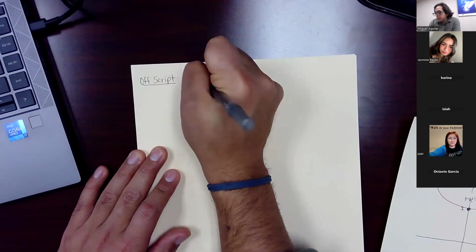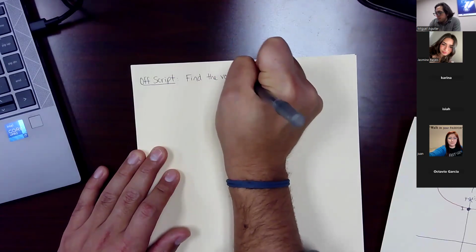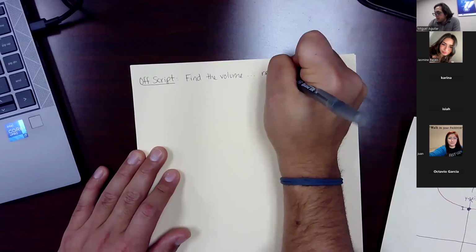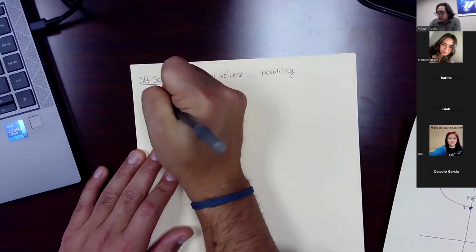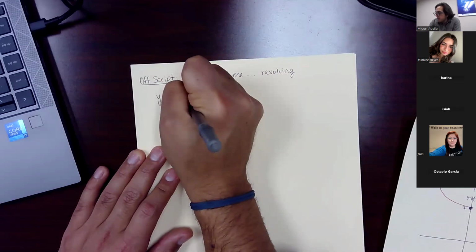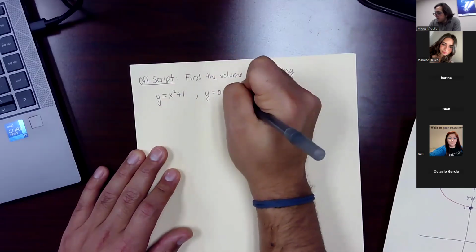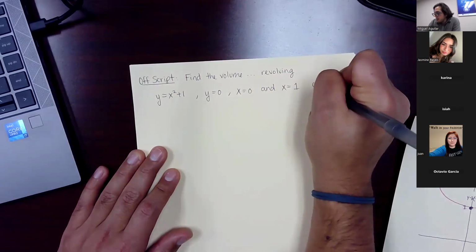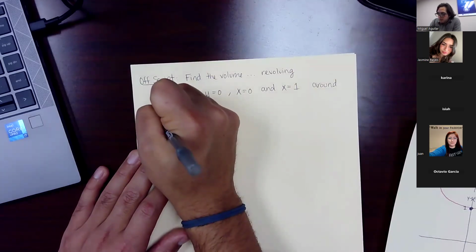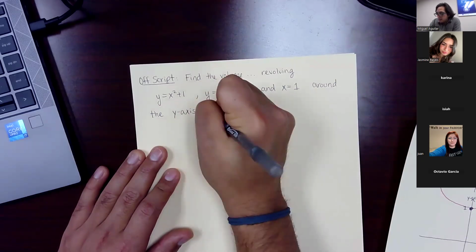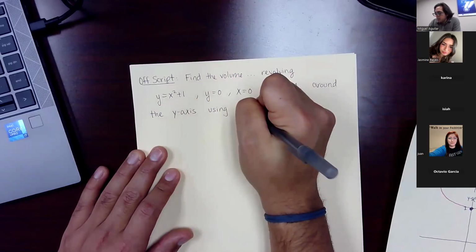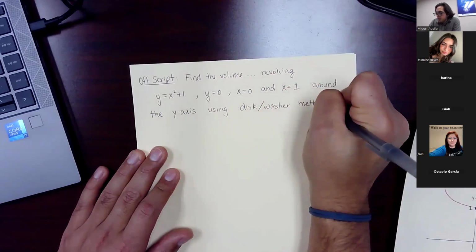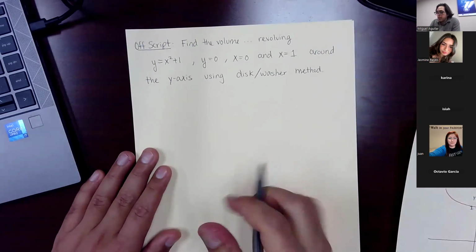We want to find the volume of the solid revolving the region bounded by y equals x squared plus 1, y equals 0, x equals 0, and x equals 1 around the y-axis using the disk slash washer method. And let's see if we can make sense of this.